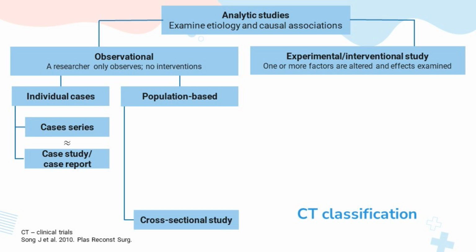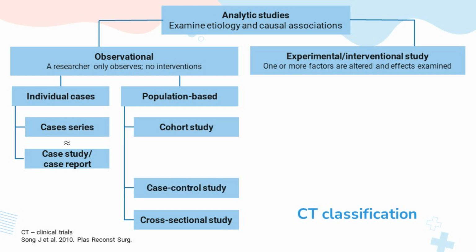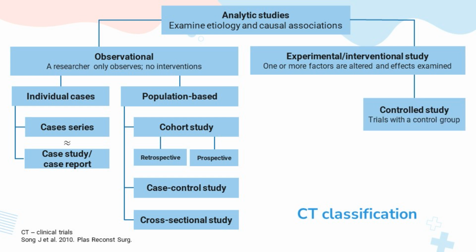First are the cross-sectional ones. The second type is the case control study. The third type is cohort studies. Cohort studies are in turn subdivided into retrospective studies and prospective. Experimental studies can be controlled studies, when we have a control group with whom we compare the results. In contrast, there are uncontrolled studies.